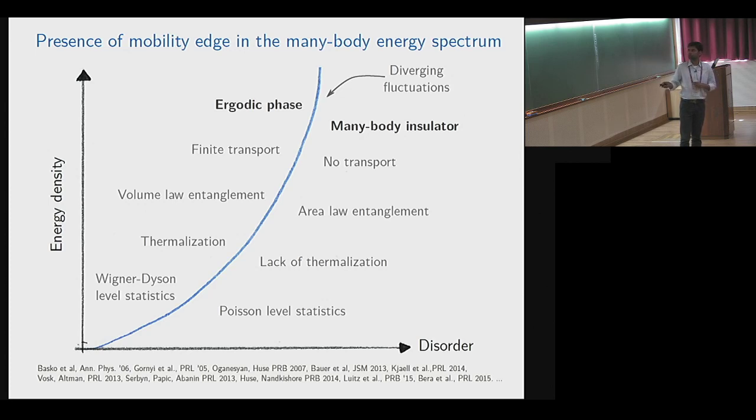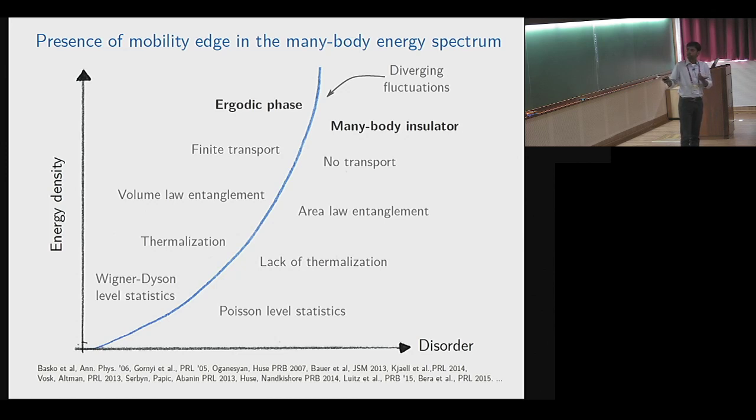So by tuning the strength of the disorder for a given interaction strength, we can go from an ergodic phase to a many-body insulator phase. By ergodic phase, I mean that it obeys ETH, or eigenstate thermalization hypothesis, whereas in the many-body insulator that doesn't happen. One of the key features of these two distinct phases is transport. So there is a finite transport, or sigma dc. If you calculate conductivity at zero frequency, you will have a finite value there, whereas in the many-body insulator, there is no transport.